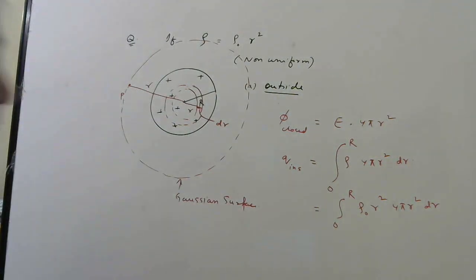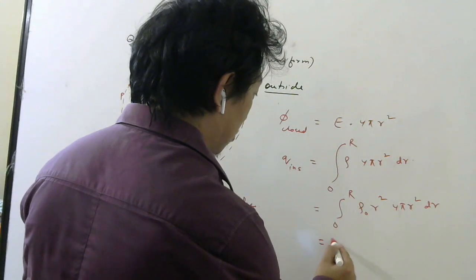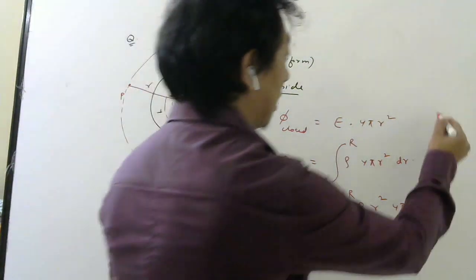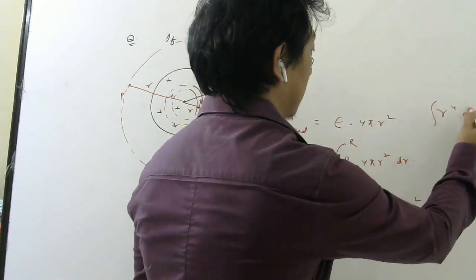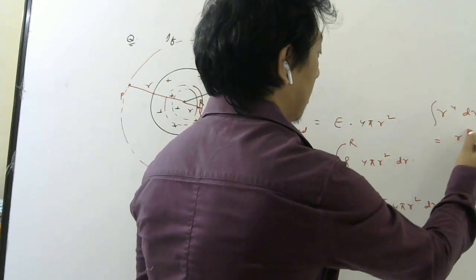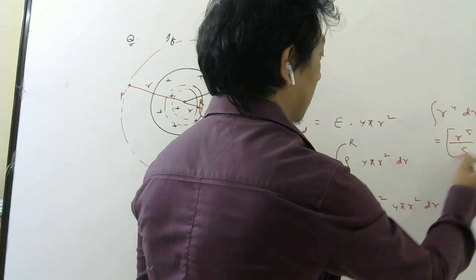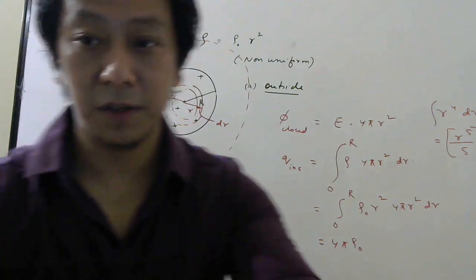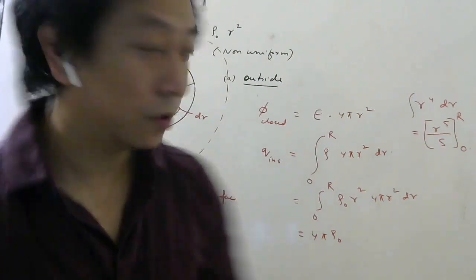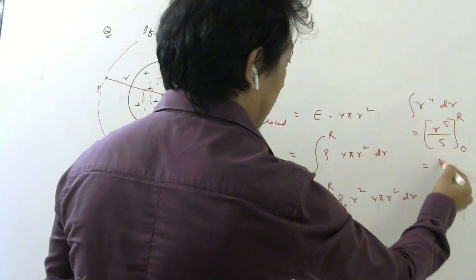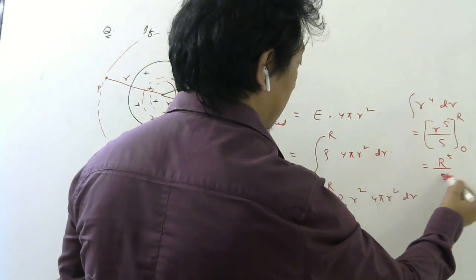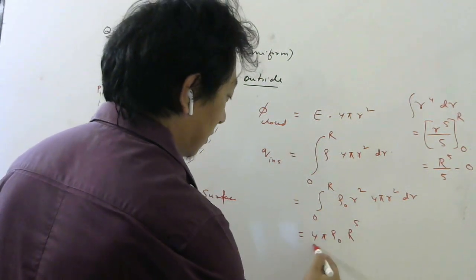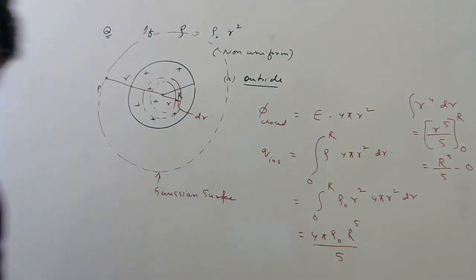Right, students? Okay. Then you can take constants outside. 4 pi rho naught will come outside. What is left? r square times r square will be r power 4. Integration of r power 4 will be r power 5 by 5. Then upper limit is capital R, lower limit is 0. Then you have to put the upper limit. Lower limit, if you put 0, you will get 0. So this will be capital R power 5 by 5. So there is the charge inside.